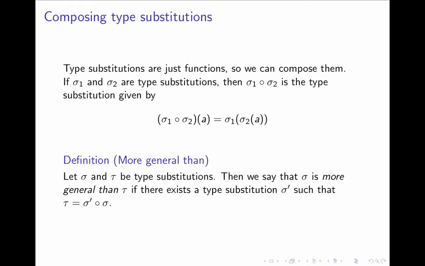And we can speak of one substitution being more general than another. If we have two substitutions, sigma and tau, we say that sigma is more general than tau if we can find some intermediate substitution, sigma prime, that will allow us to express tau as sigma prime composed with sigma. So that's what it means to be a more general substitution, and the most general substitution is one such that no other substitution is more general than it.